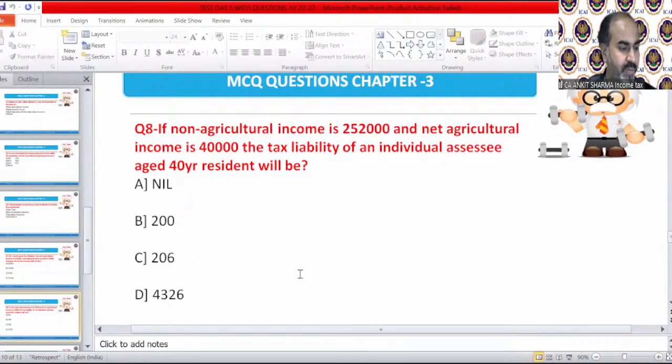What is the correct answer of question number 8? Almost all of you have given the correct answer of question number 7. Well done. Very, very well done. The correct answer of 8, Parth has given the answer, that is A. The correct answer of question number 8 is, of course, A. Very well done, Parth. Congratulations.